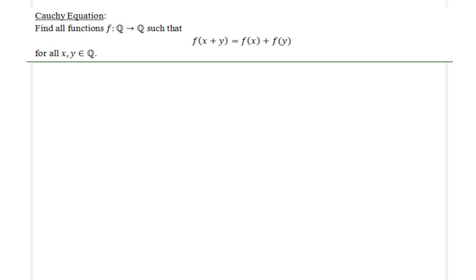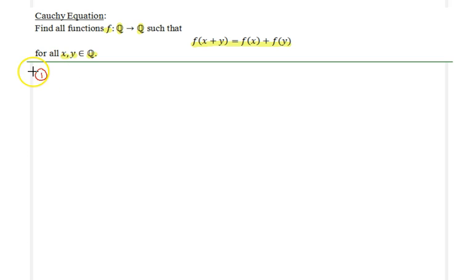Hello everyone. In this lecture we will be finding closed form solutions to the celebrated Cauchy equation. Here's a view of this problem. We would like to find all functions f defined from rational numbers to rational numbers satisfying the following additive equation for x and y rational numbers.